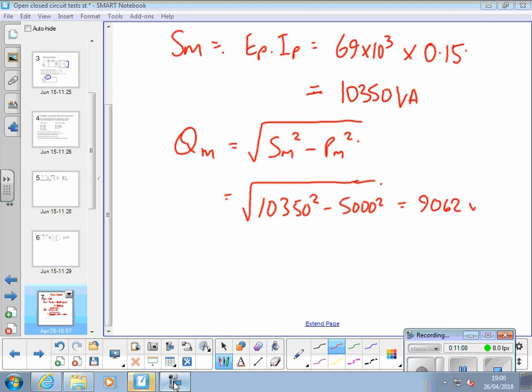We get 9,062 var. Which of the two components is representing the dissipation of 5 kilowatts? What type of component dissipates real power? The resistive power, the resistance. So if we want to find what the resistor is representing that, which is called RC, what do we need to do?